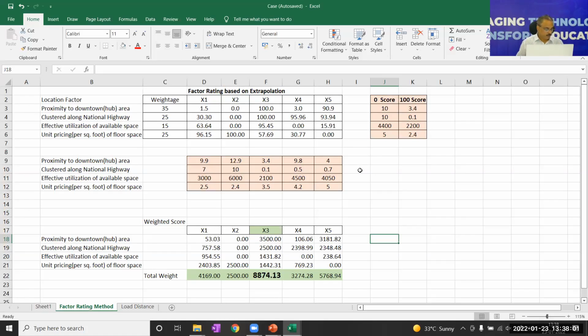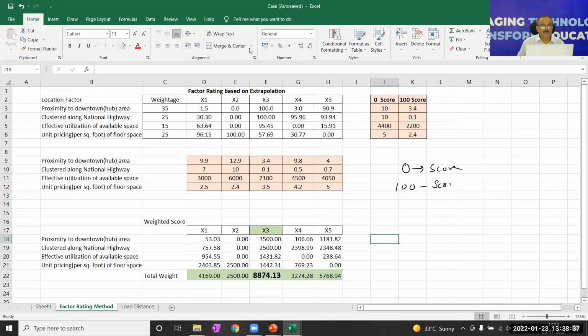Okay. So for this, we will use extrapolation, and for extrapolation, this condition is given: a 10-kilometer cutoff boundary may be used. Yes, for extrapolation, if the location is beyond 10, we can give a 0 score. That means we have to find the two parameters, one for which we can give the 0 score and one for which we can give the 100 score.